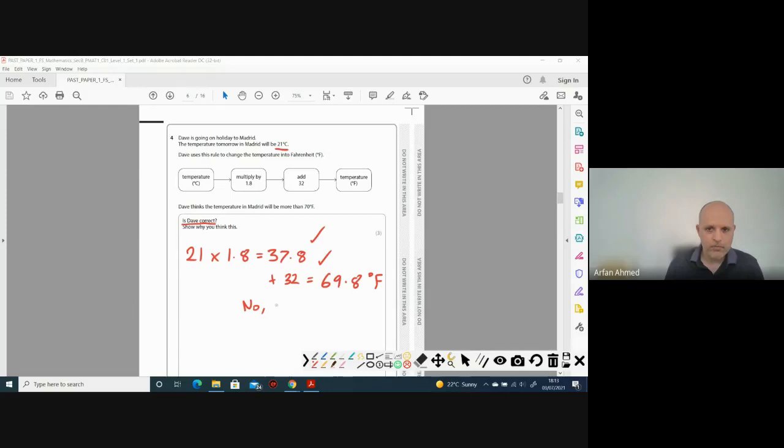It will be less than 70 degrees Fahrenheit, or something along those lines. You know, link it back to your working out. There's your 3rd mark right there. Yes, don't forget to say yes or no. In this case, no, it will be less than 70 degrees. Dead easy. Let's move on.